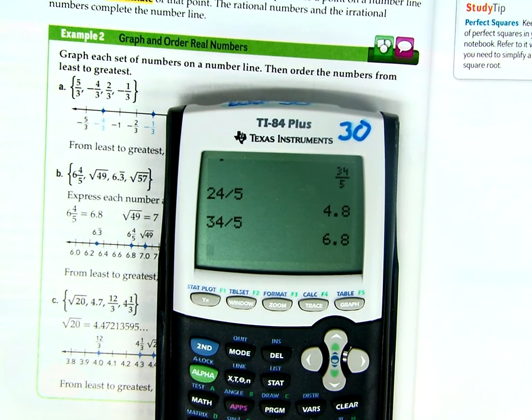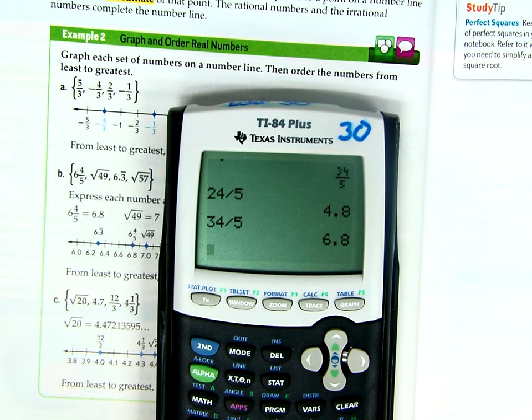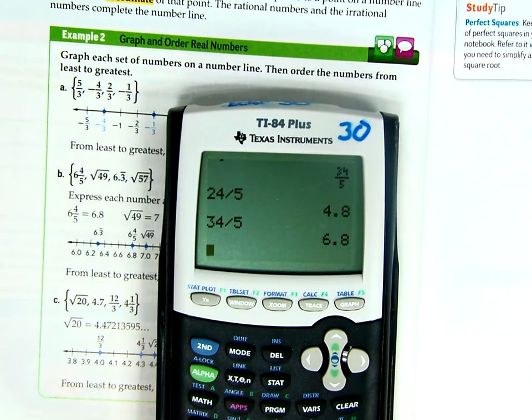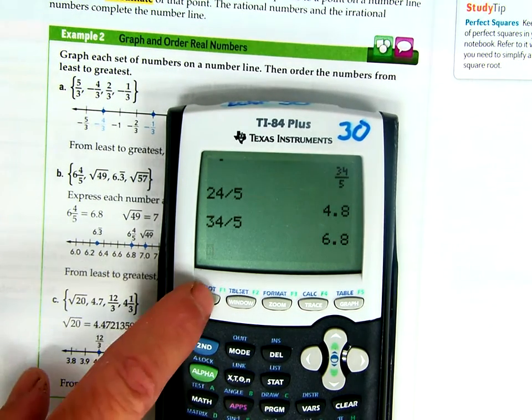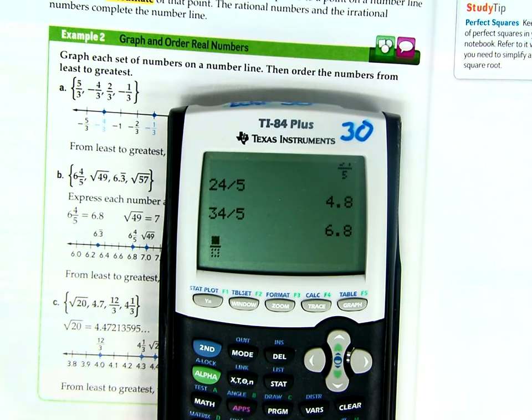So, again, my question is, how do you type in a mixed number? Alpha y equals, and then select number 2. Okay, if you just want a fraction, it's alpha y equals, enter. And now it'll let you put in a fraction, just a normal fraction.